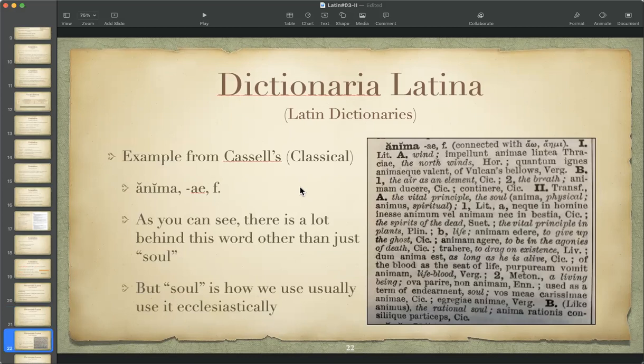All right, examples of dictionaries. Now this is from Cassell's, which is a classical dictionary, okay? So you look up anima, which in case you don't know means soul. So up here you see anima, animae, feminine, and then a whole bunch. In the classical it actually means wind or breath, okay? But it also means the vital principle, the soul.